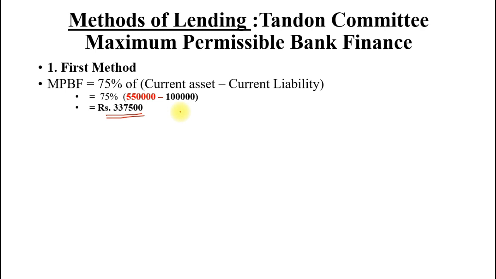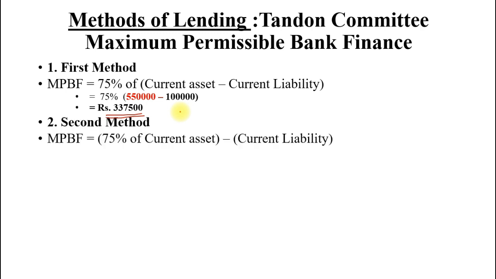As per the second method, the formula is 75% of current assets minus current liabilities. Current assets are 5,50,000. Of that, we take 75%. Whatever answer you get, we subtract 1 lakh from it. So the value that you should get is 3,12,500.